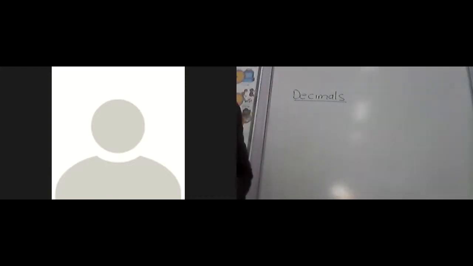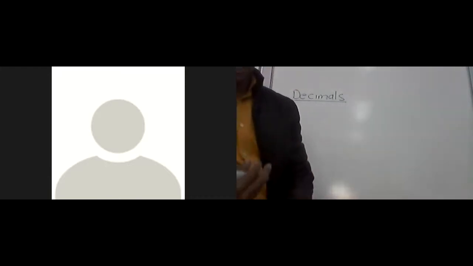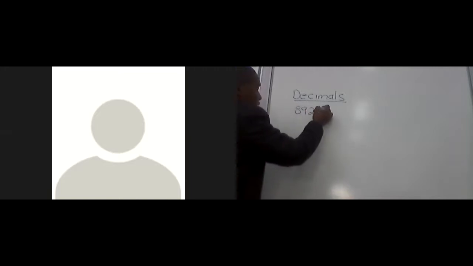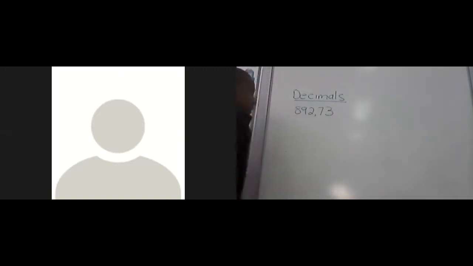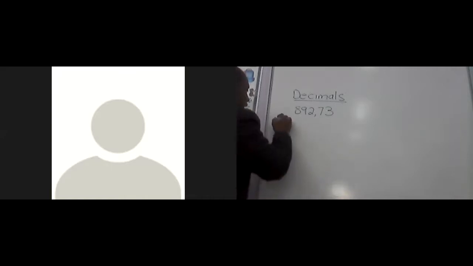Now, there is a way in which we can represent decimals and also pronounce them. Okay, so we have an example of a decimal number, 892,73. Now you know your number chart, your place value chart. You'll have your hundreds.